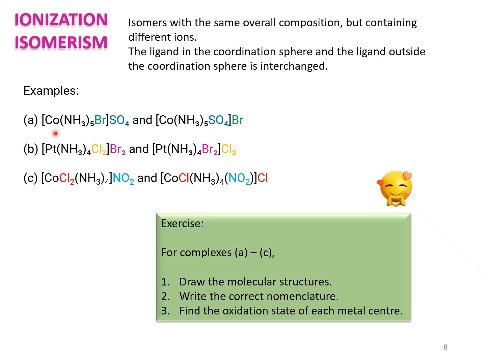Now you see, the sulfate now has become the ligand in the coordination sphere, and the bromide here now becomes the counter ion outside the coordination sphere. Now, the interchange between these ligands makes the two compounds isomers, an ionization isomer.